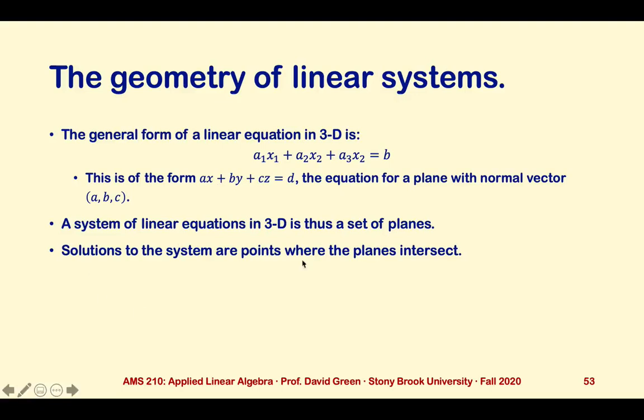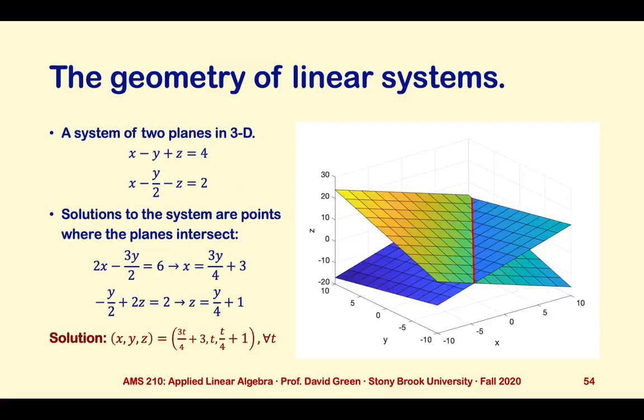Once again, solutions to the system, that is, places where the same variables satisfy all of the equations, correspond to points where planes intersect. And we can visualize this with a system of 2 planes in 3 dimensions. Here are 2 planes, 3 variables, x, y, and z.